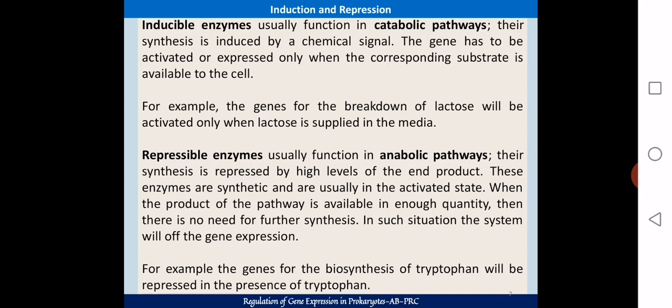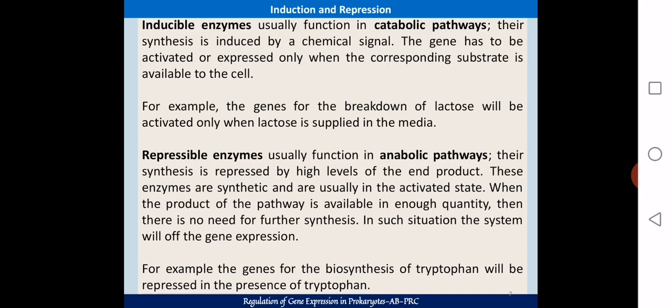Repressible enzymes usually function in anabolic pathways, that means in the synthetic pathways, right? So when the product of the pathway is available in excess quantities, then there is no need for further synthesis. So in such situations, the system has to be shut off. And here we have the representative example of tryptophan. Here tryptophan has to be synthesized by the trp operon. So when tryptophan is abundantly available, then there is no need for the synthesis of tryptophan. So in that situation, tryptophan will act as a repressor, and it will repress the tryptophan operon. So that's about repressible pathways and repressible enzymes.